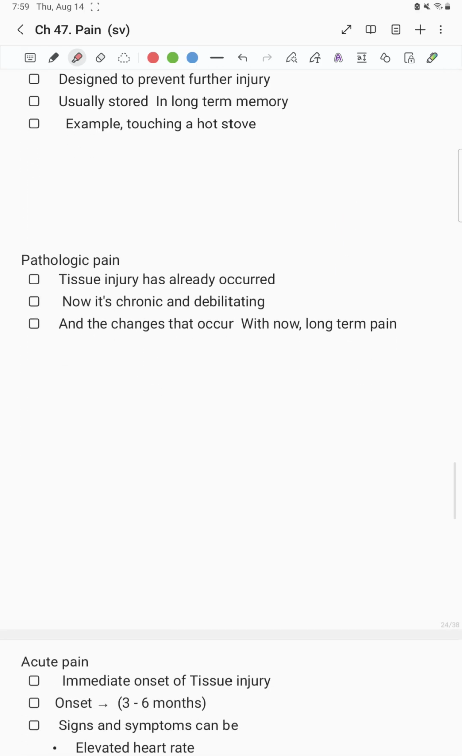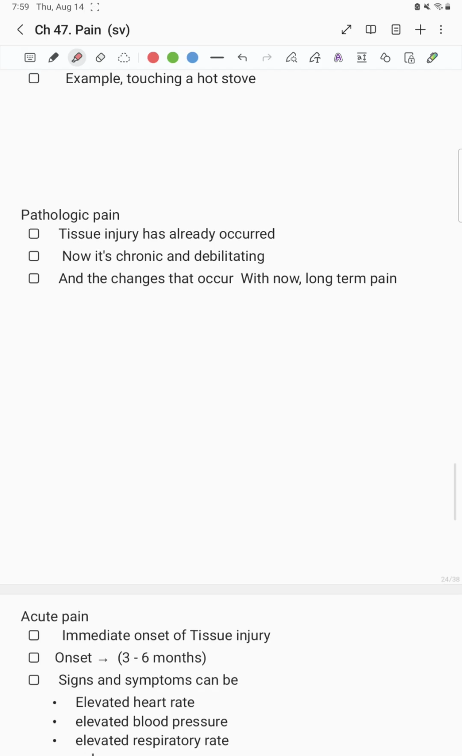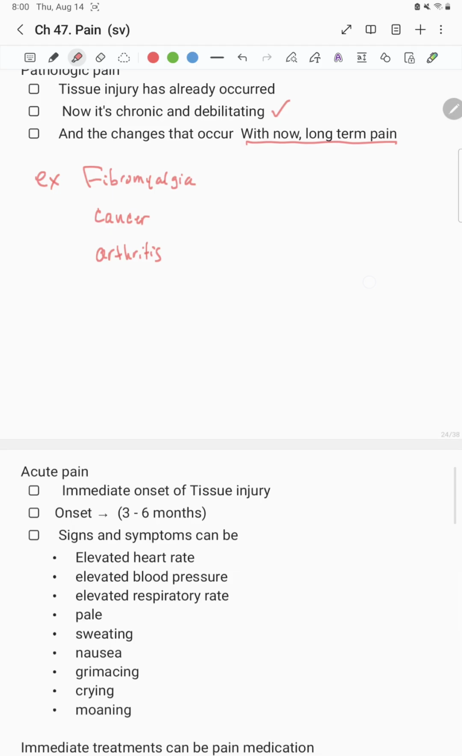Pathological pain. The tissue injury has already occurred. Now it's chronic and debilitating, and the changes that occur will now have some long-term pain. Okay, an example of pathologic pain would be things like fibromyalgia, cancer, arthritis. Okay, so these create long-term pain.